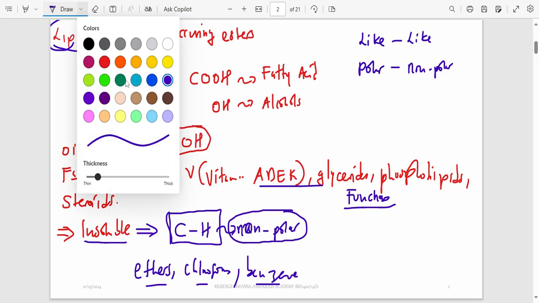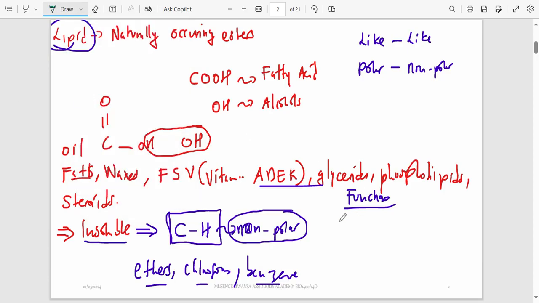Very good. They are going to be used in the storage of energy, just like carbohydrates and also proteins. Lipids are also used for energy storage. Actually, lipids will store energy more than anything else. And lipids can give us energy more than carbohydrates, more than also proteins. And the reason for that is that they are highly reduced.